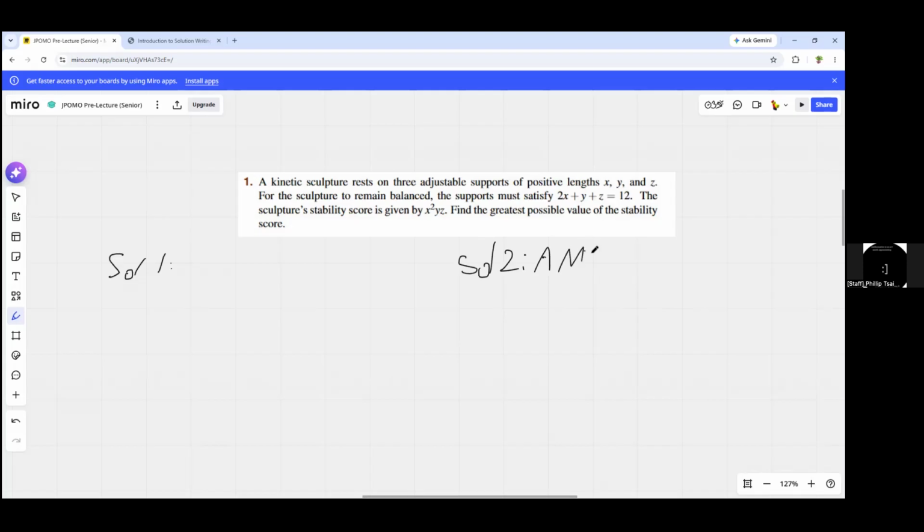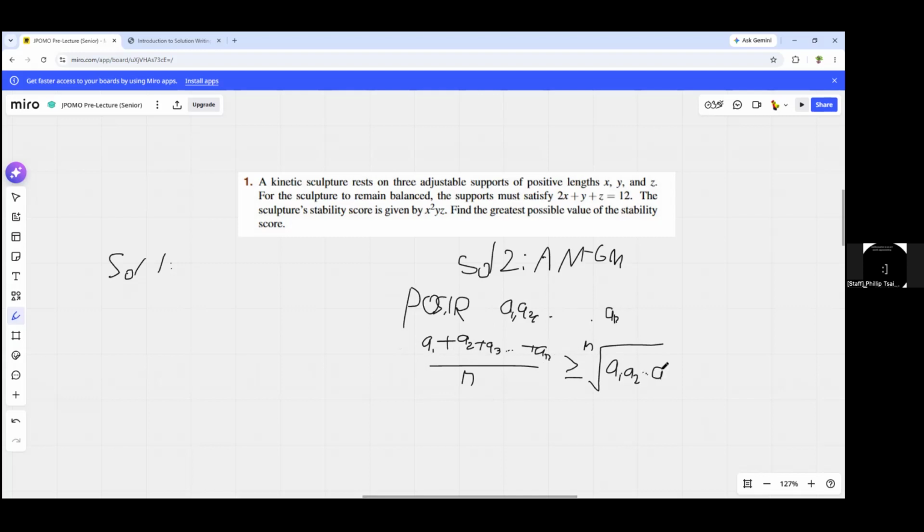Here's the idea basically. AMGM, the arithmetic mean geometric mean inequality, says that for positive real numbers a1, a2, up to an, their arithmetic mean, which is basically the sum of all the terms divided by the number of terms, a1 plus a2 plus etc. plus a sub n all over n, is greater than or equal to their geometric mean, which is basically the nth root of their product, so a1 times a2 times all the way up to a sub n.